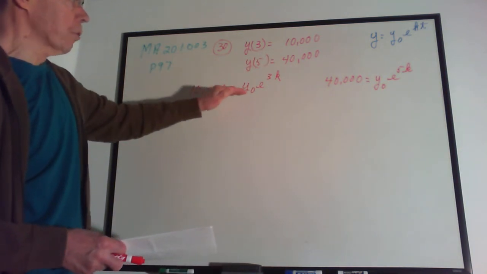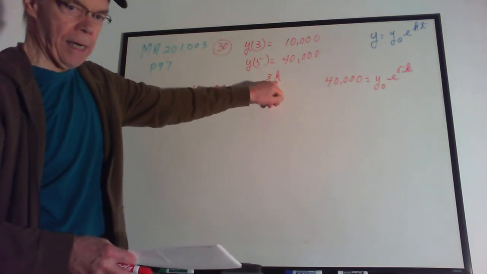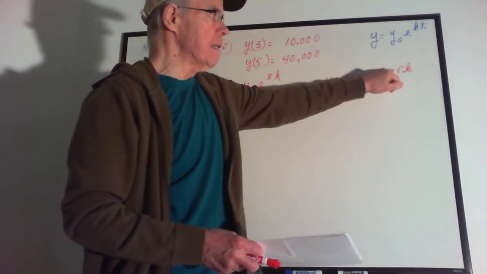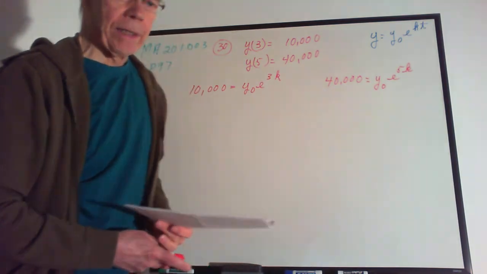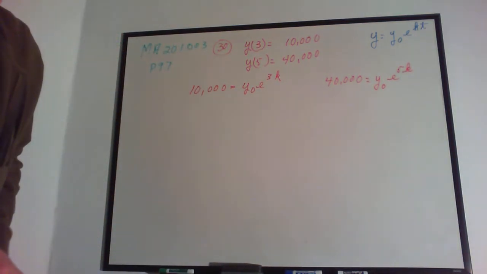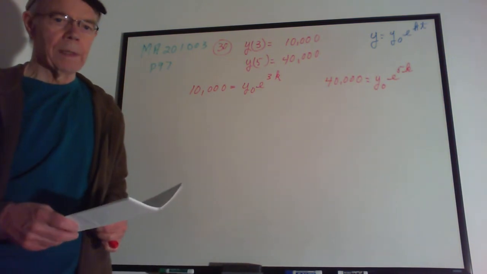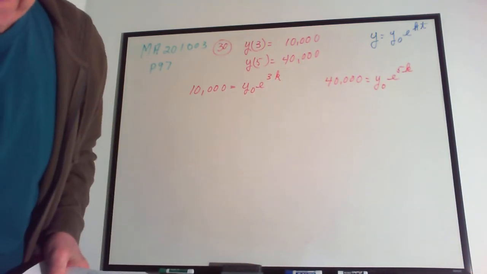So 10,000 will be equal to y sub 0 e to the 3 hours times k. 40,000 is going to be equal to y sub 0 e to the 5 hours times k. So go ahead and try to solve that problem. Turn off the video or pause the video. I'll put the answer on the board, but try it before you look at it.